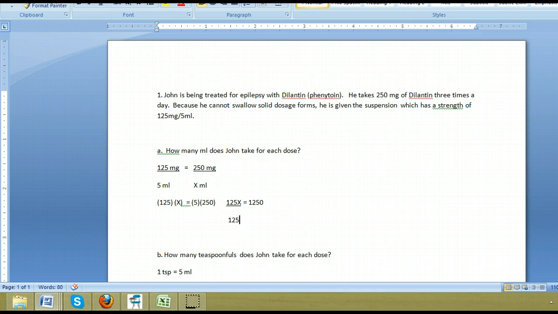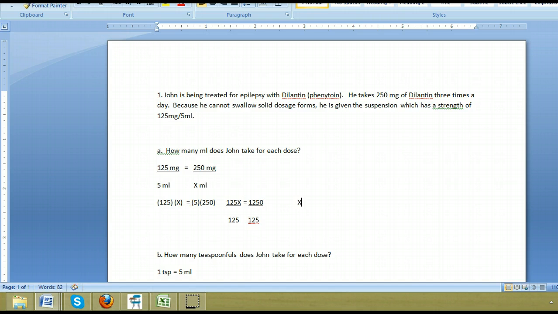1 times x is x. Or you can look at it as canceling out. They're identical, so they cancel out. The thing is that whatever we do to one side of the equation, we must do on the other. So we need to divide this 1250 by 125. Y'all see that?